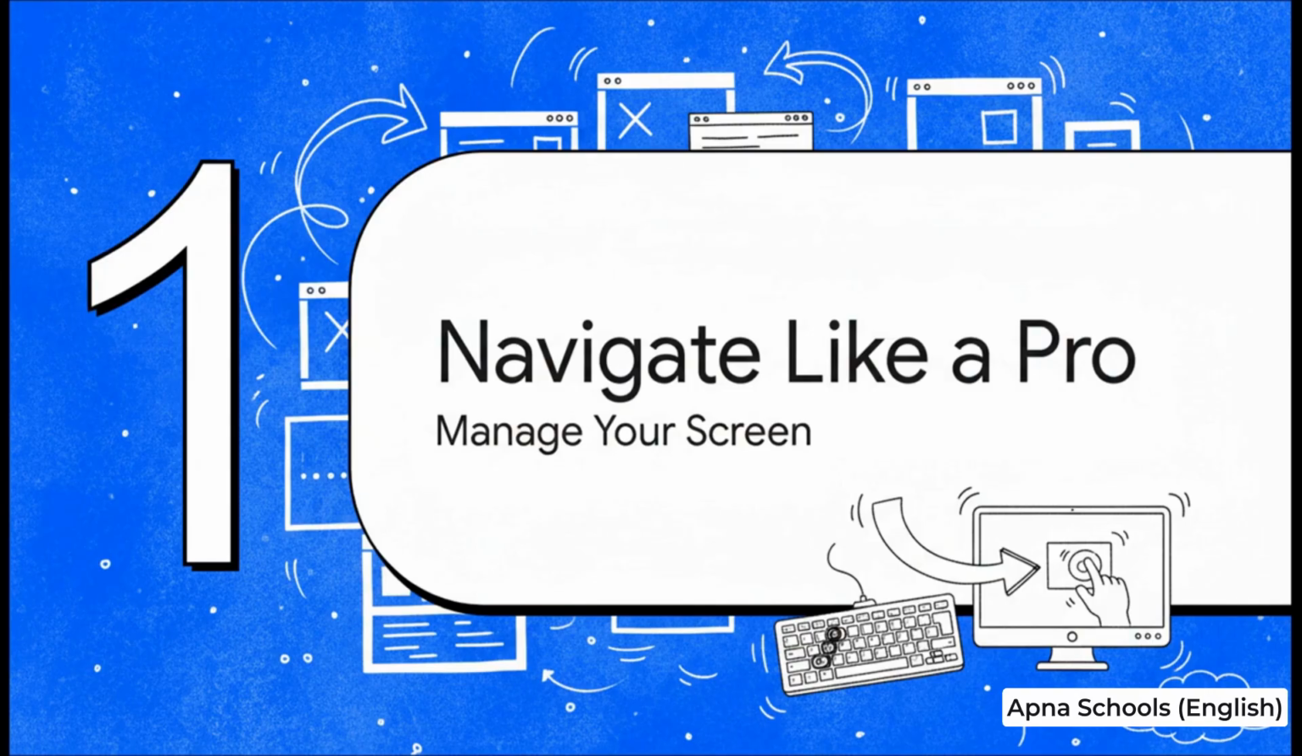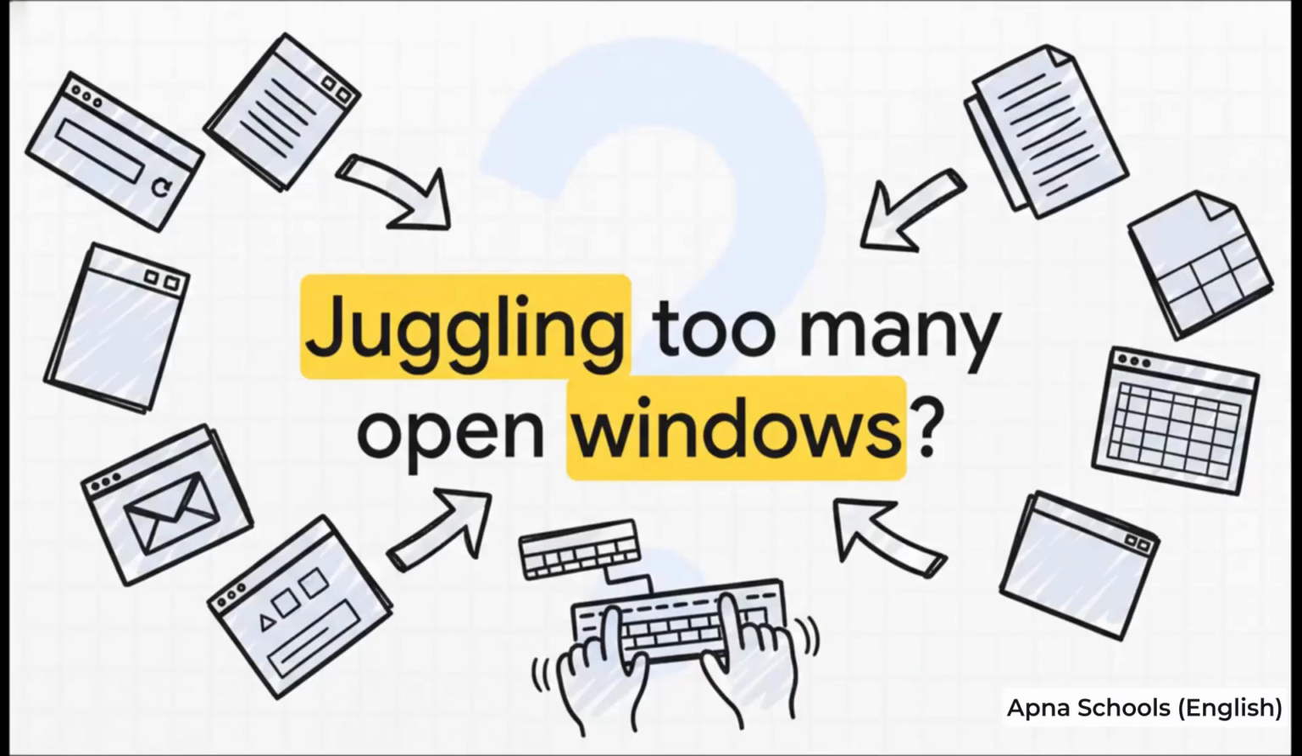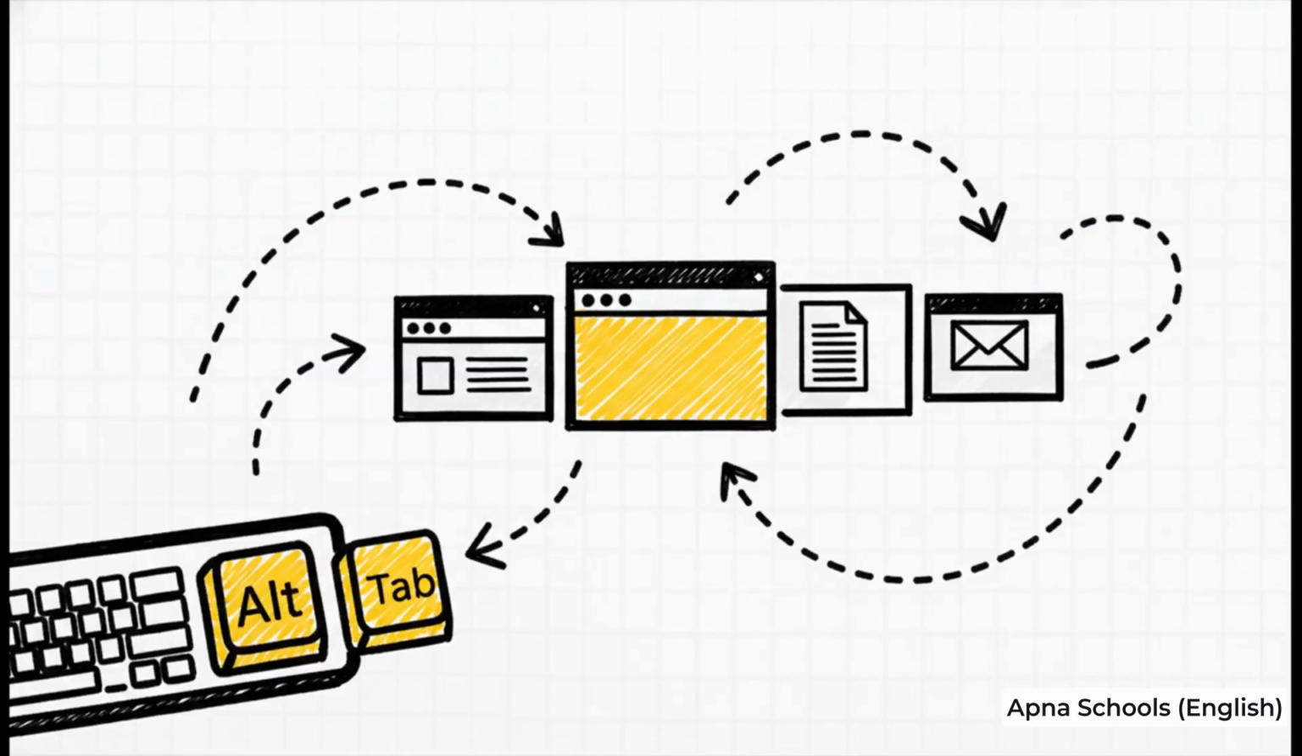First things first, let's talk about just moving around. We're going to learn how to jump between all your apps and control your whole screen without ever reaching for that mouse again. You know the feeling. You've got your web browser with like 20 tabs, a Word doc, your email, maybe a spreadsheet. It's just chaos. So how do you hop between all those things without losing your mind? Well, the answer is just two little keys, Alt and Tab.